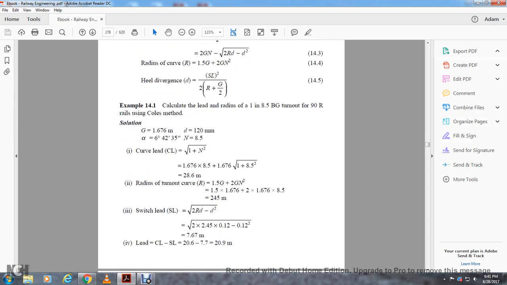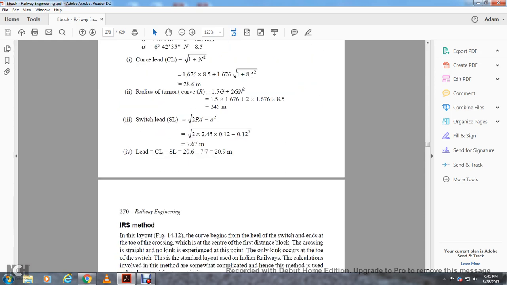Calculate the lead radius of a 1 in 8.5 broad gauge turnout with 90R rail using the Cole method. G is equal to 1,676 millimeters. D is equal to 120 millimeters. A is equal to 6 degrees 42 minutes 35 seconds. And N is equal to 8.5. You have the curve lead of 28.6, the radius of the turnout curve of 245 meters, switch lead 7.6 meters, and the lead is equal to 20.9 meters.